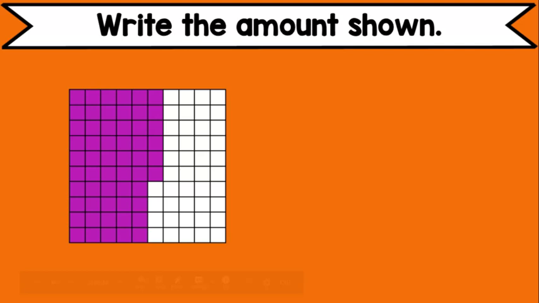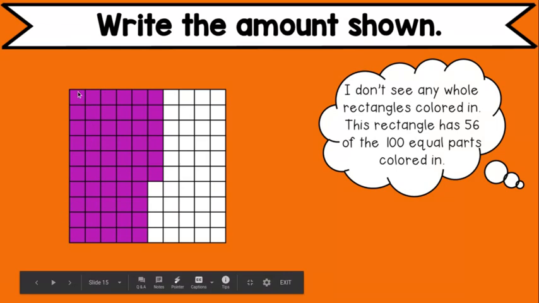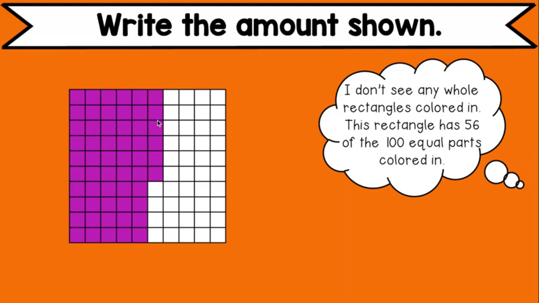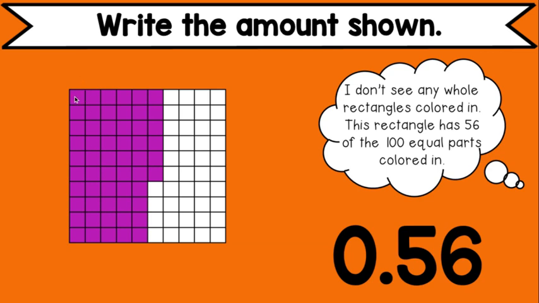Did you get tricked? I don't see any whole rectangles colored in. This rectangle has 56 of the 100 equal parts colored in. I have 10, 20, 30, 40, 50, 51, 52, 53, 54, 55, and 56. So remember, if we don't have any wholes, what are we going to do? You're going to write a 0, the decimal point to show that this is not a whole, and we've got 56 hundredths. We've got, remember, 5 tenths, 1, 2, 3, 4, 5, and then the 6 hundredths.